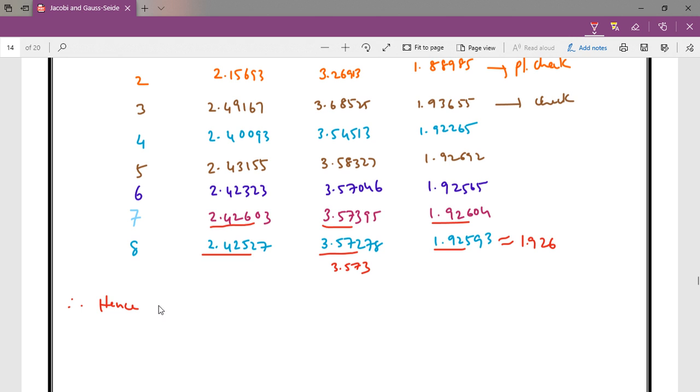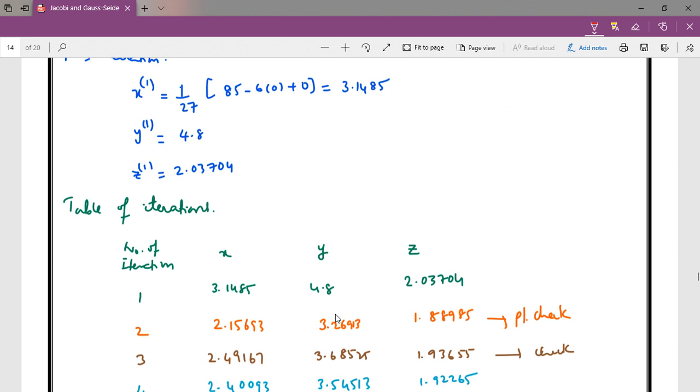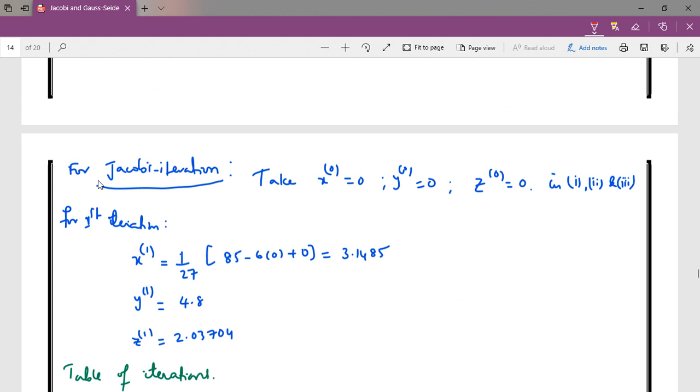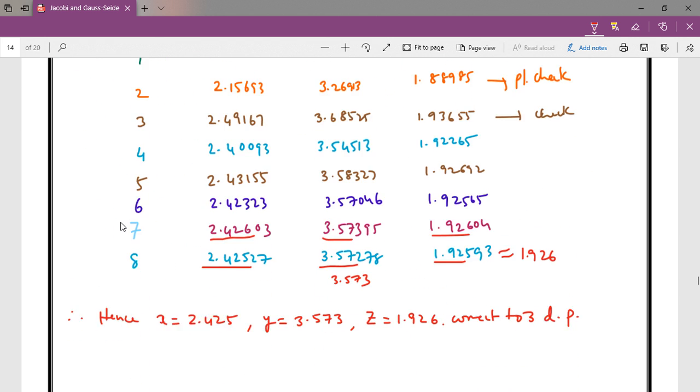Therefore, the values of x, what is the x value? 2.425. Y value is 3.573 and Z value is 1.926, corrected to 3 decimal places. Okay. So this is for Jacobi iteration.